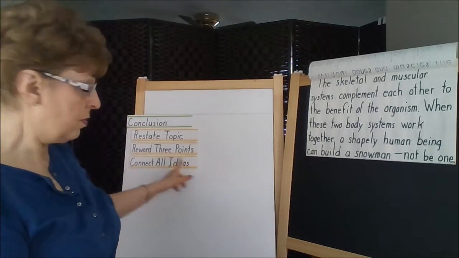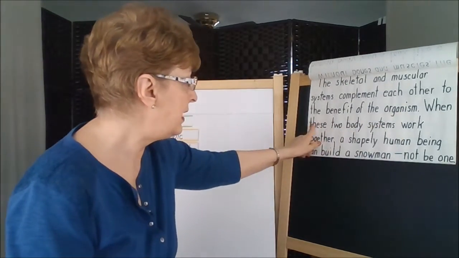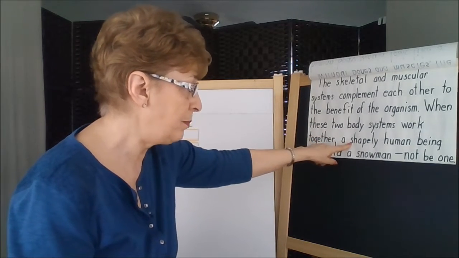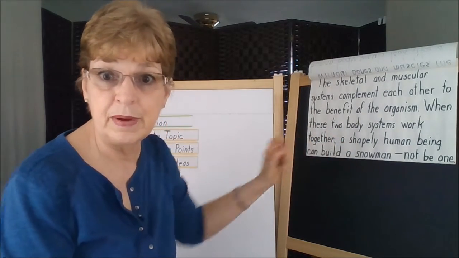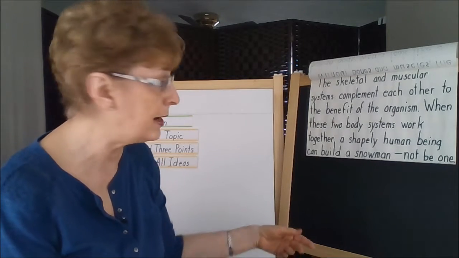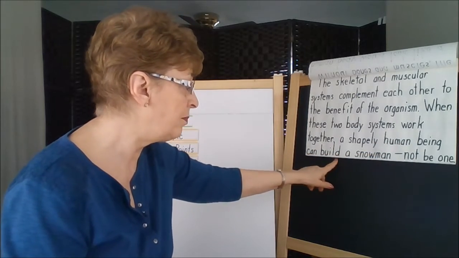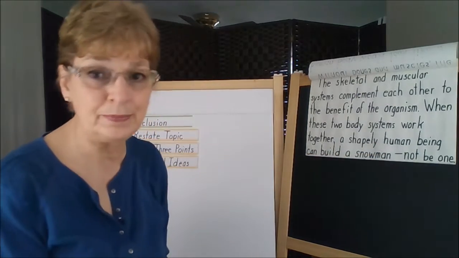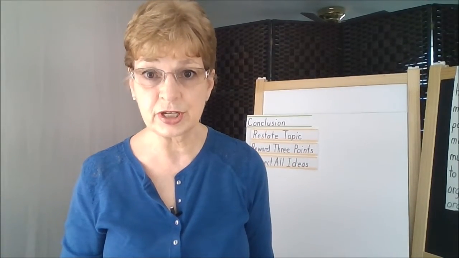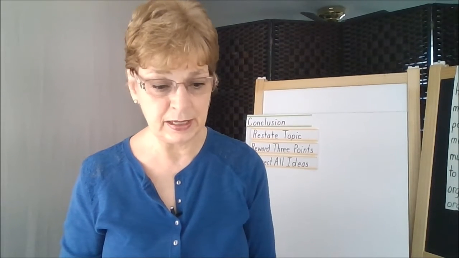And the rewording of the points, when these 2 body systems work together, a shapely human being, remember from the intro, it talked about how it gives shape to the body. So a shapely human being can build a snowman, not be one. Let's just take our intro paragraph and the conclusion, and you can see how the ideas are repeated.